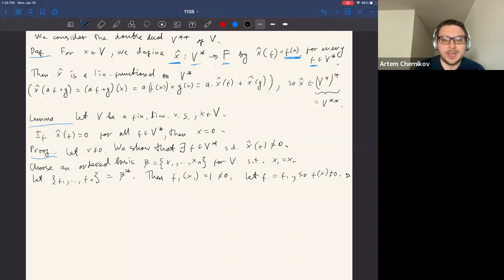Okay. So now let's use this lemma to show that in fact we have an isomorphism between V and its double dual. And this would be the reason why there's no point, at least up to isomorphism, to continue taking duals. If I take the double dual of V, I get V itself up to isomorphism. So not equality, but isomorphism. So this is a theorem.